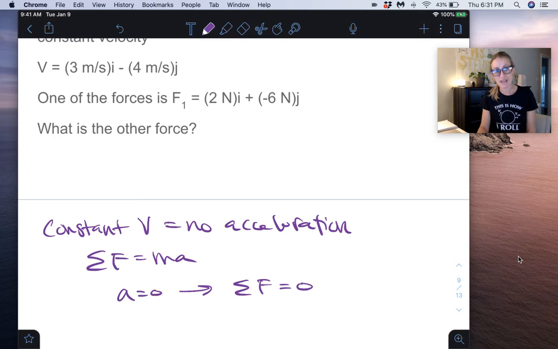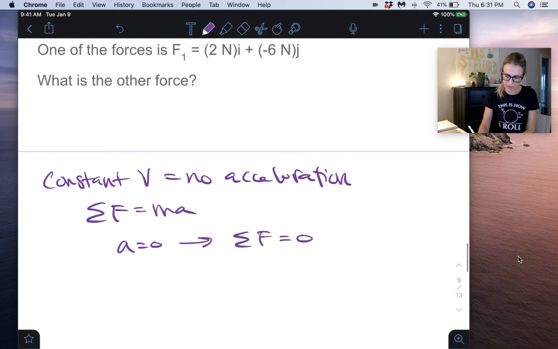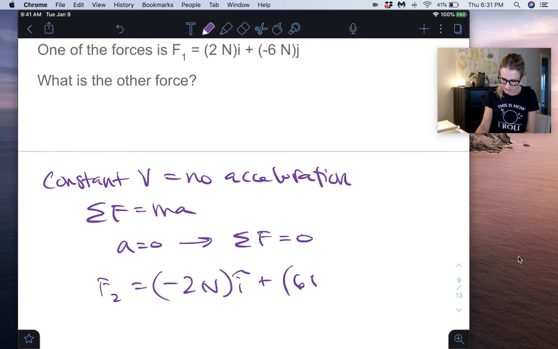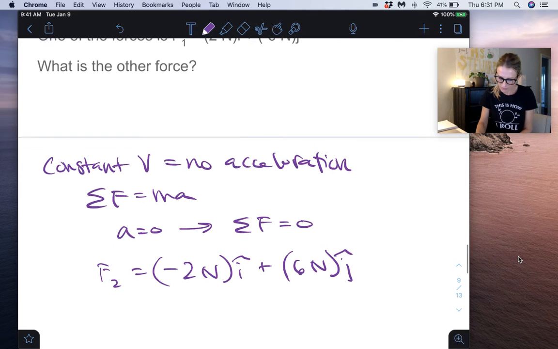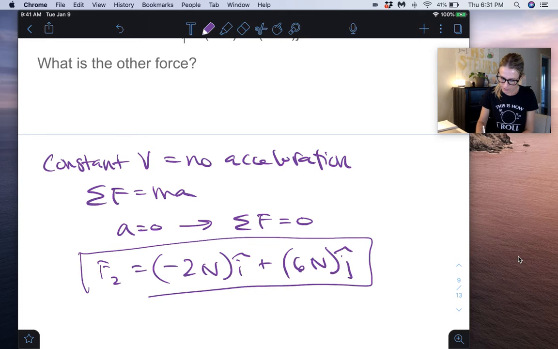Because of that, we know that the other force has to cancel out that first force, because the net force has to equal 0. Therefore, that force 2 has to be a negative 2 newtons i hat plus a positive 6 newtons j hat, and that's the answer. So just remember, constant velocity means no acceleration, means net force is 0.